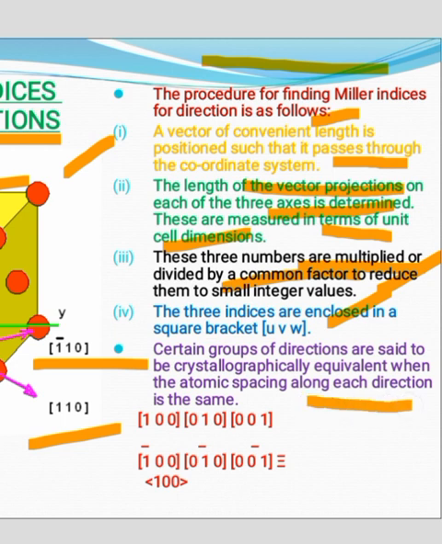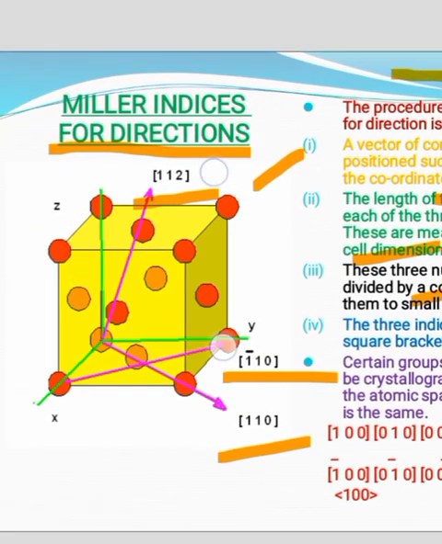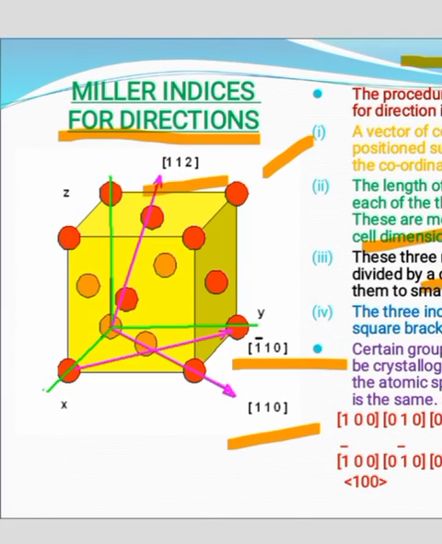Certain groups of directions are said to be crystallographically equivalent when the atomic spacing along each direction is the same. So here the numbers are 100, 010, 001. What I am trying to say is that Miller indices give the position of the lattice in the XYZ axes. That is the idea behind the Miller indices.